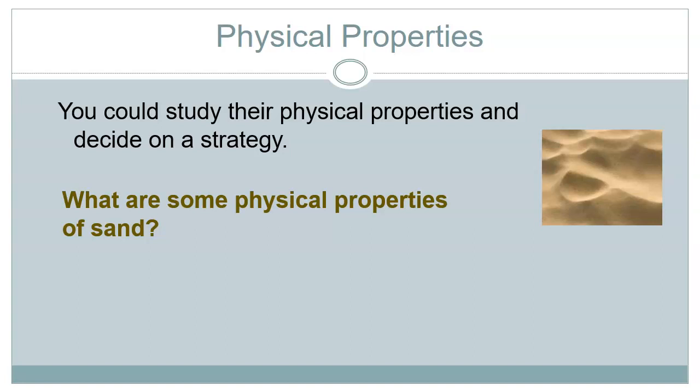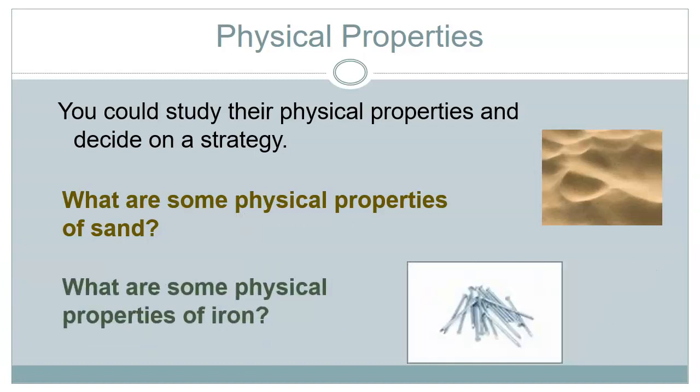So, what are some of the physical properties of sand? Well, we know it's small and granular. We know it doesn't really dissolve in water the way that sugar does. We know that it would sink to the bottom in water eventually if it were shaken up. How about iron? Well, we know that iron is a metal. We know that it's also kind of heavy. It would probably sink in water. We also know that iron is magnetic.